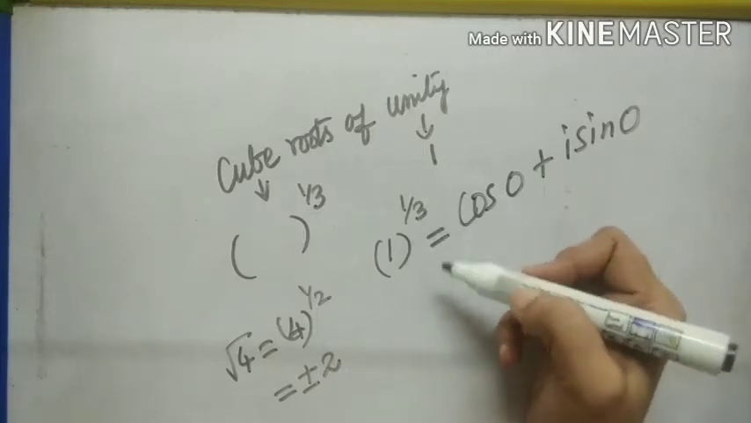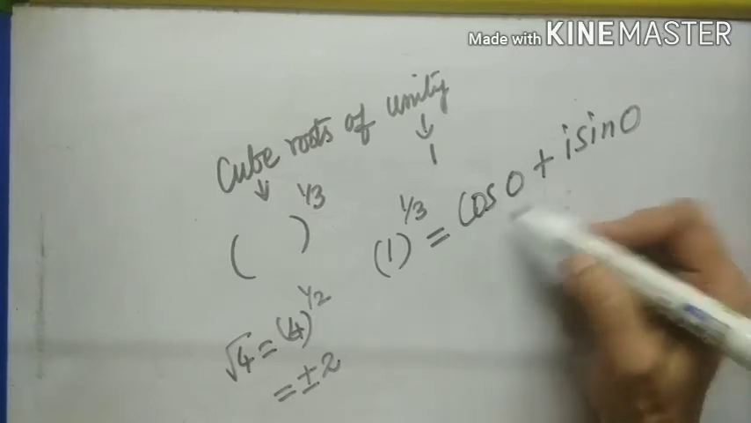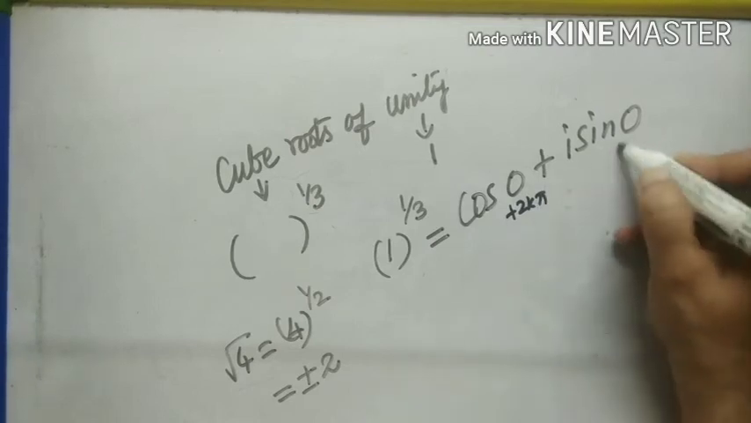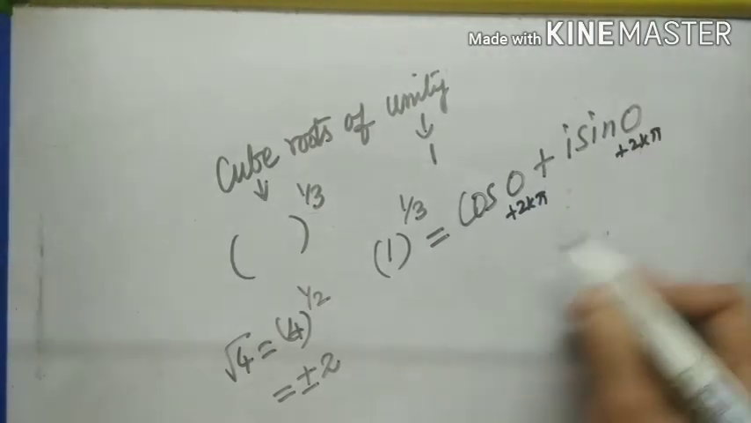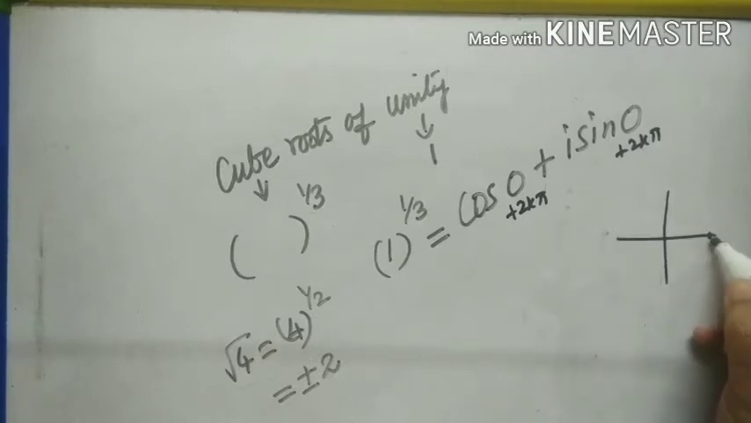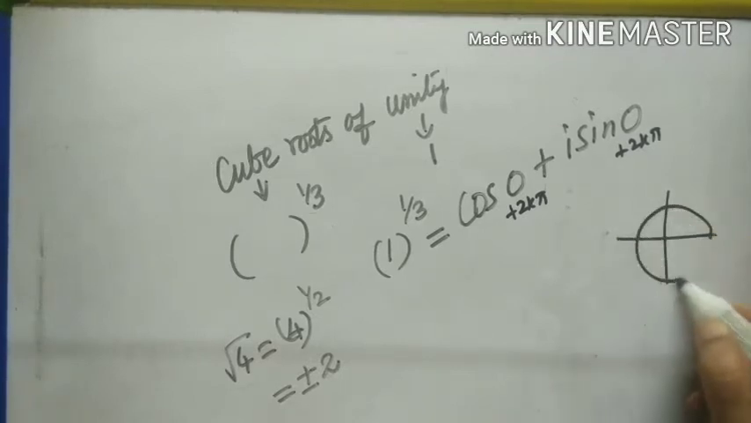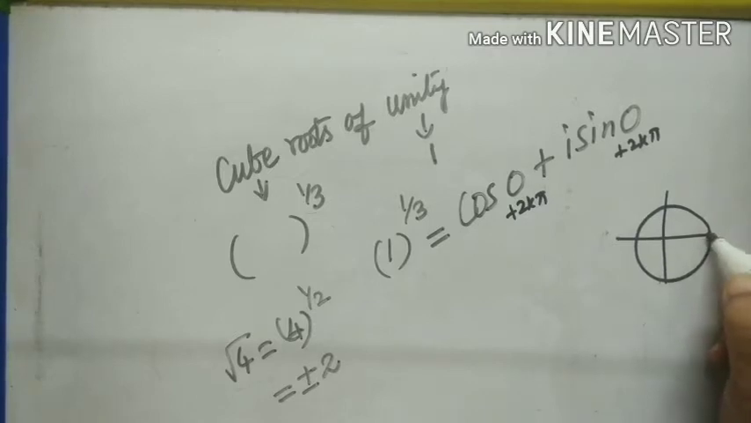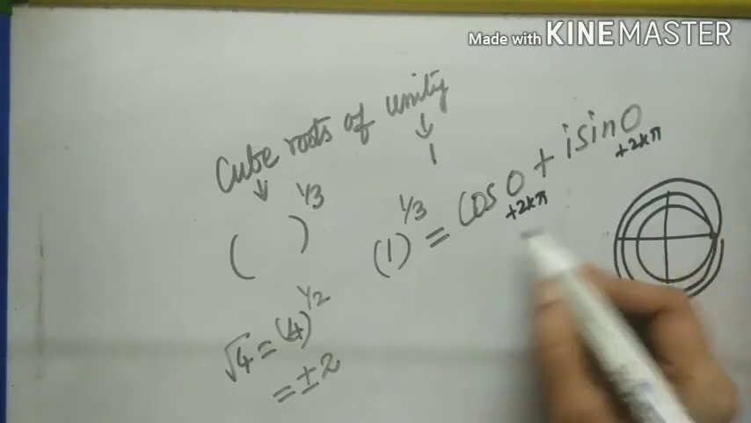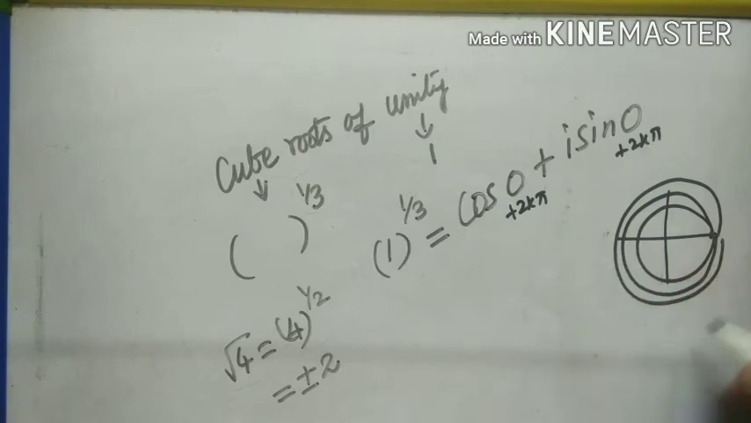How to get the 3 different answers? Whenever I write in polar form, add 2k pi with the argument. What do you mean by this 2k pi? See, I am at 0 now. After I go 1 round, 2 pi, I am back. If I go to second round, 2 into 2 pi, I am back. If I go to third round, 6 pi. So every time I make 2 pi, I am back to the same place. So 2 pi represents one complete round.